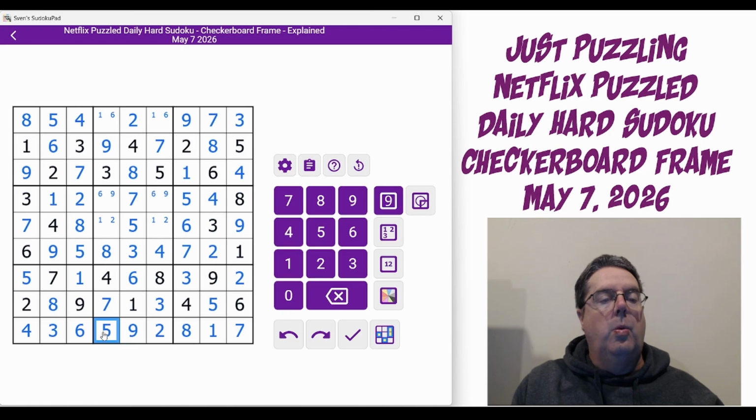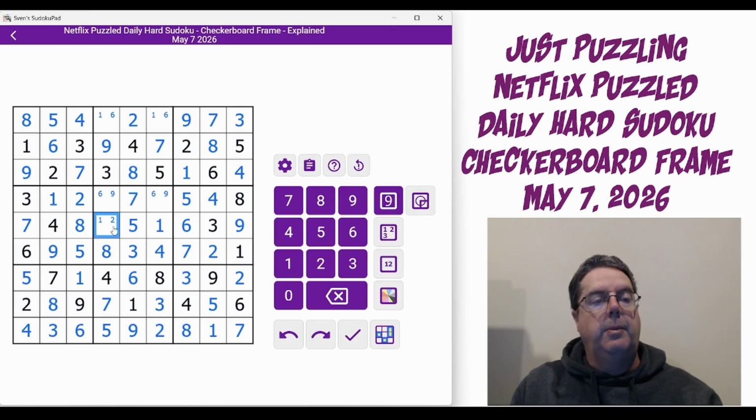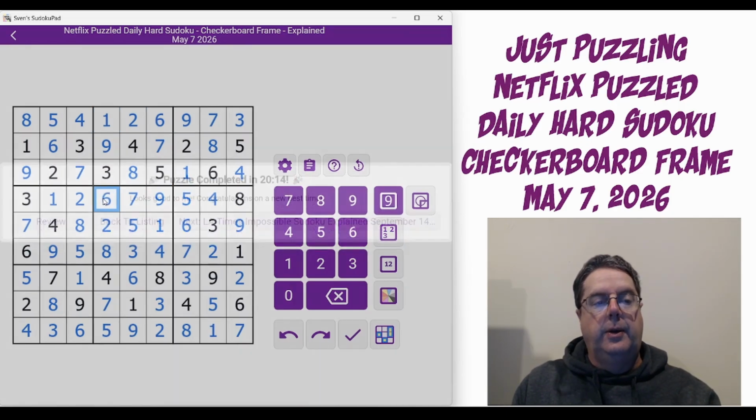Alright, so what else have we got? 6, 9, 1, 2. 2 comes up here, so this is going to be a 1, leaving this to be a 2. 1 can't be here, so this is going to be a 6, leaving this to be a 1. 6 comes down here, so this is a 9, leaving this to be a 6 here.